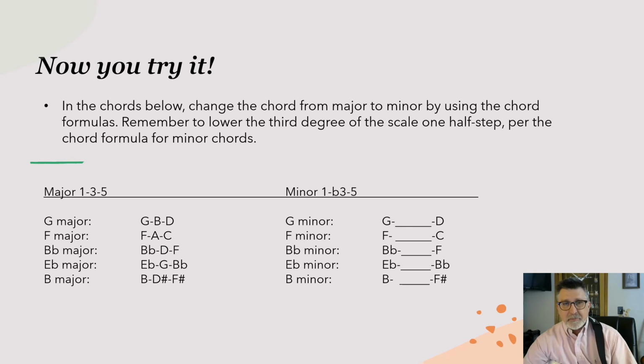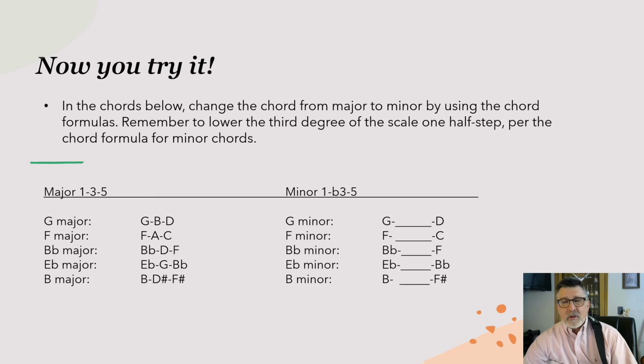Try the next one. B flat major. Okay, we start off with B flat, D is the third, F is the fifth. So the third degree has to go down one to create a B flat minor. So it would be B flat, D flat, F.